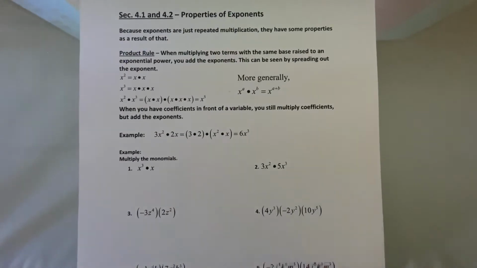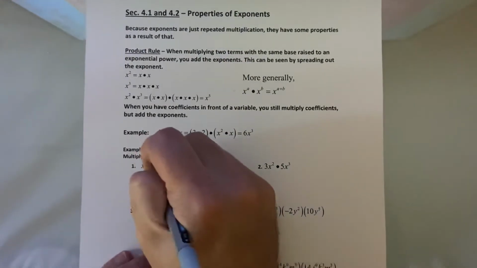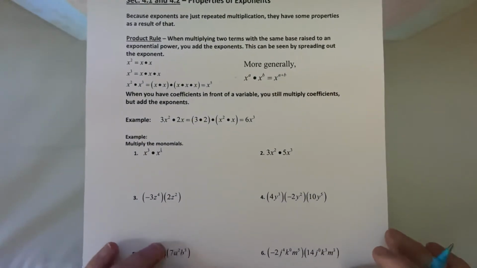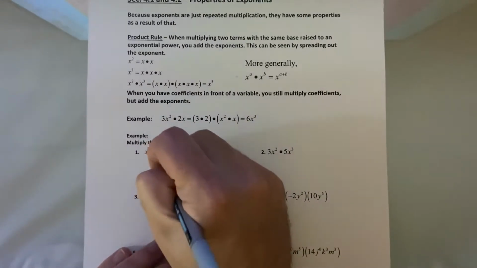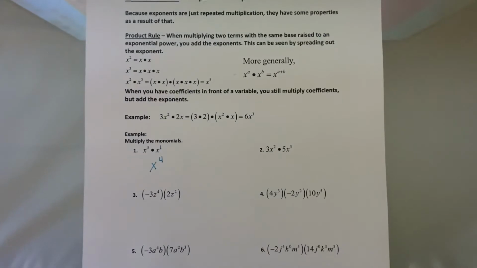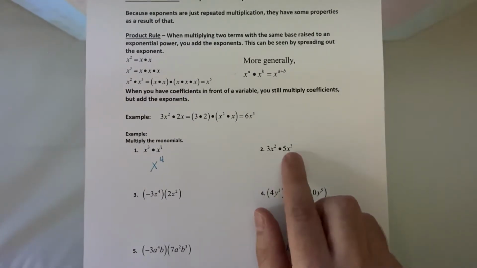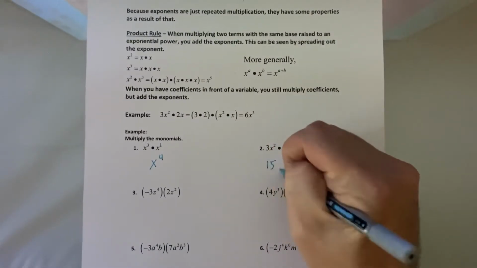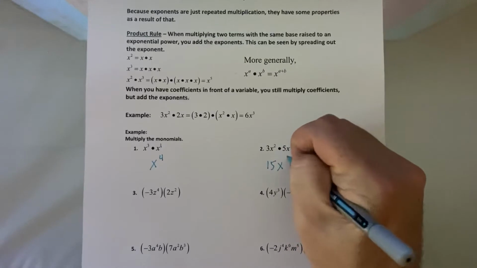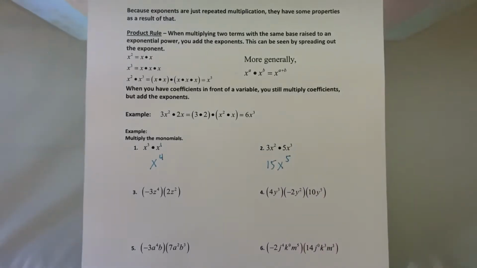So let's just look at this. X cubed times x. Remember, if you don't see an exponent, it's really to the first power. Add these, that's x to the 4th. Now, if there's a coefficient in front, you just do the normal operation for those. So 3x squared times 5x cubed, 3 times 5 is 15. But then for your exponents, you do add 2 plus 3 to get 15x to the 5th.